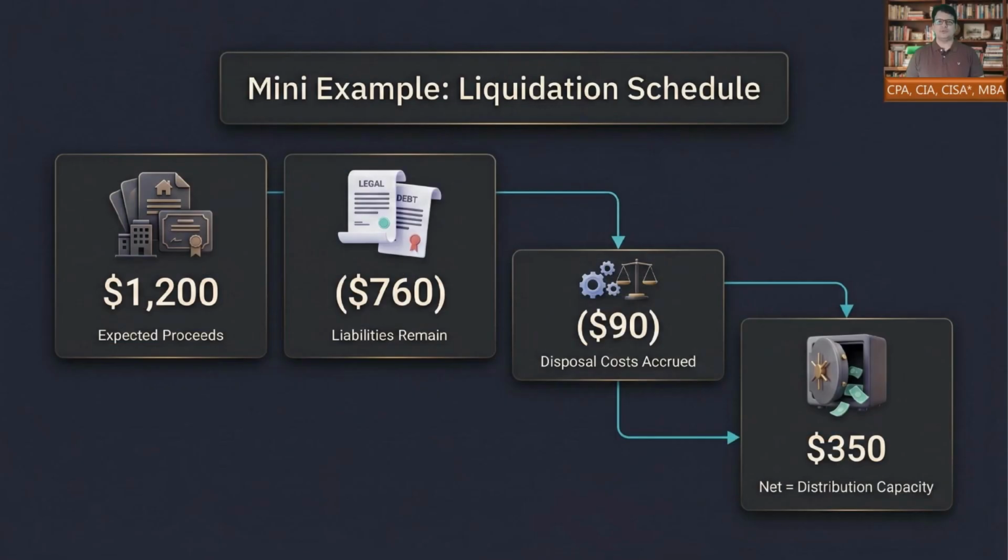Let us use the mini schedule. Expected asset proceeds are 1,200, recognized liabilities are 760, estimated disposal costs are 90. That leaves net assets in liquidation of 350. The point is not to memorize these numbers. The point is to understand the structure. We begin with expected realization, subtract obligations, subtract wind down costs, and arrive at expected distribution capacity. This is not book value storytelling. It is not a fair value parade either. It is a realistic liquidation view of what may remain for claimants.